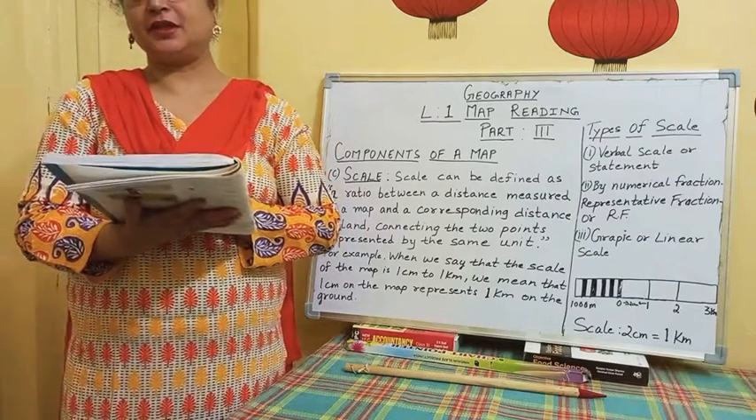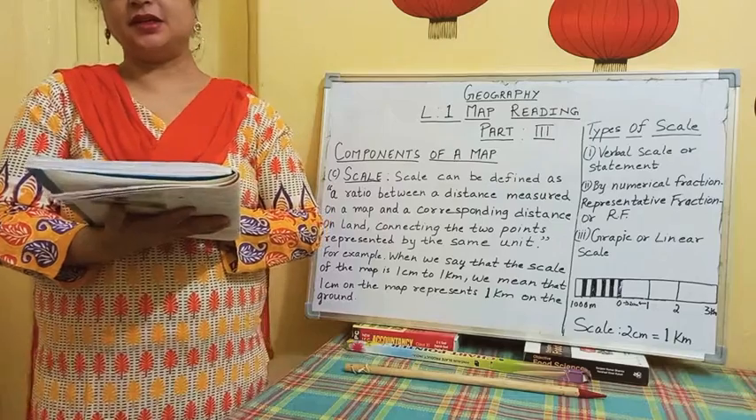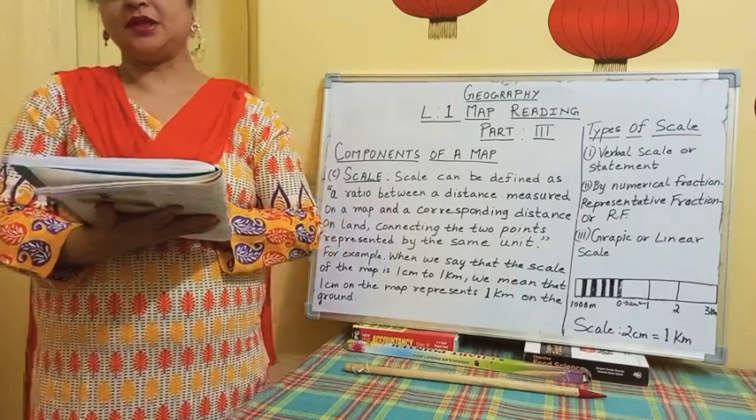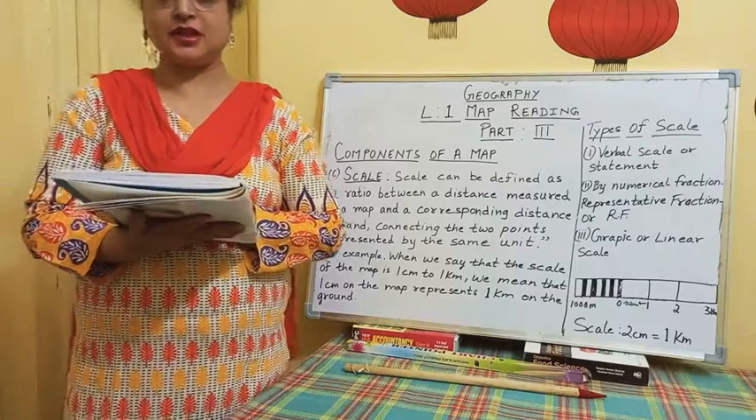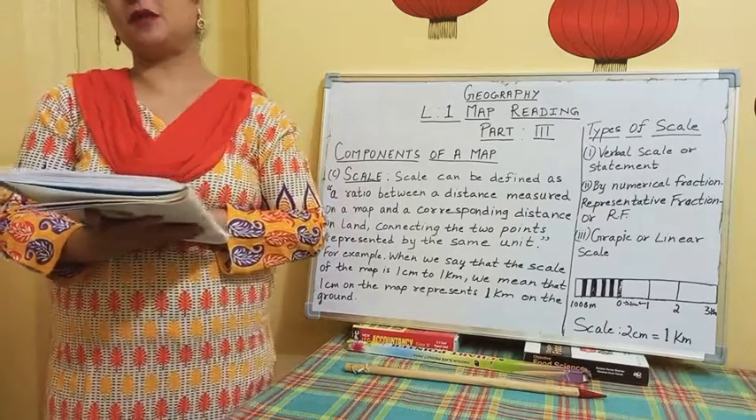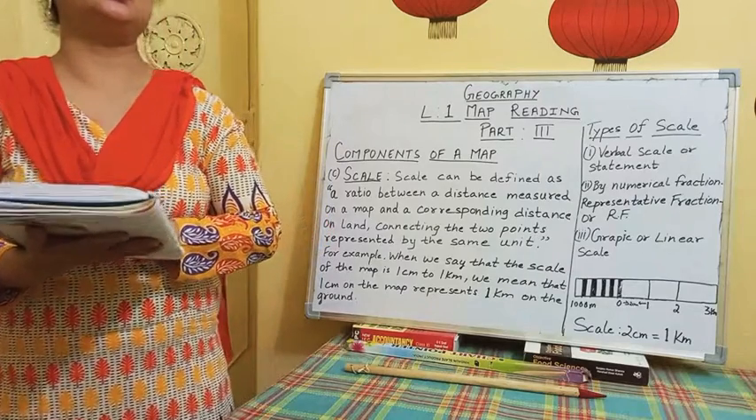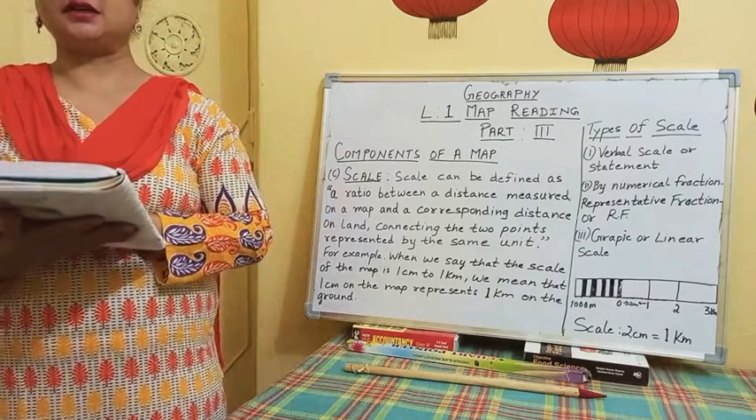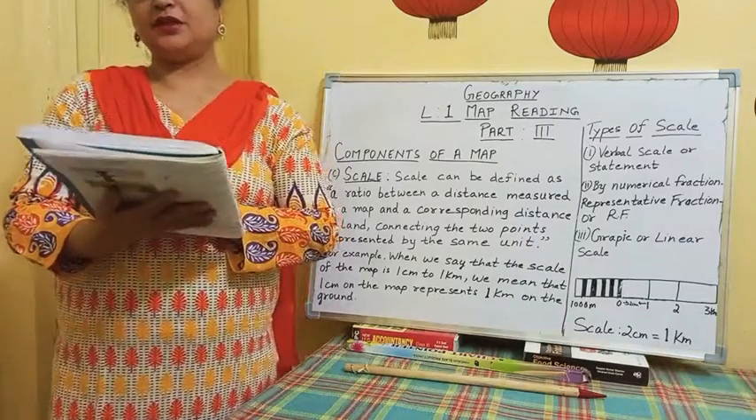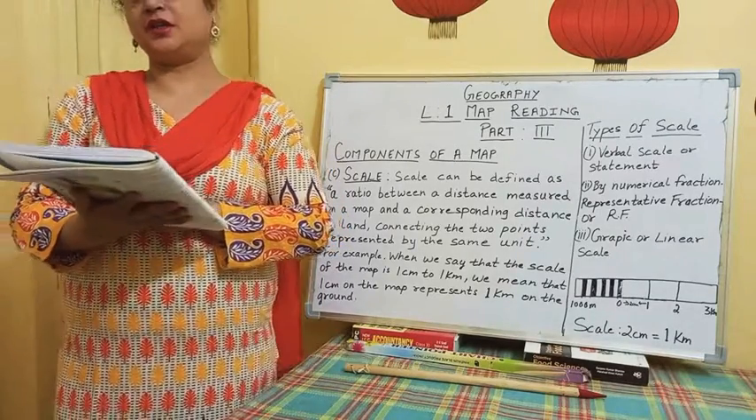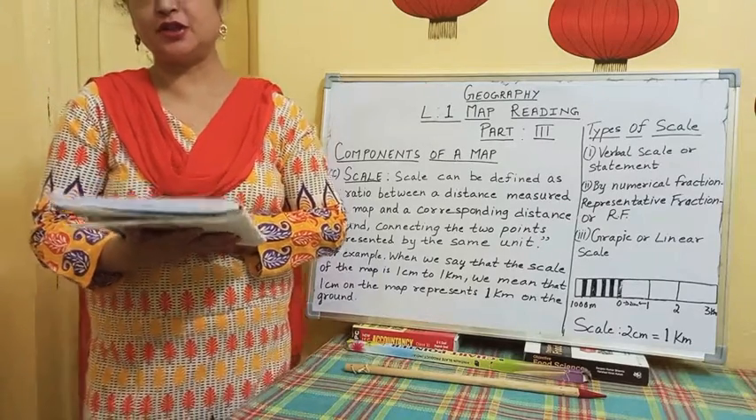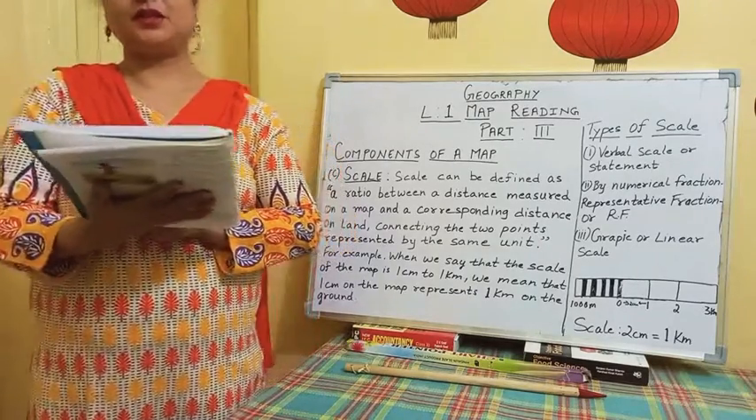For map study and map pointing, colors are important in conventional signs and symbols. These colors are universally accepted. So colors and signs and symbols used in a map have a particular meaning. Each symbol and sign and color represents something or the other on a map. So I'll just read out what colors represent on the map, what is the meaning and what does it show. For example, yellow color.